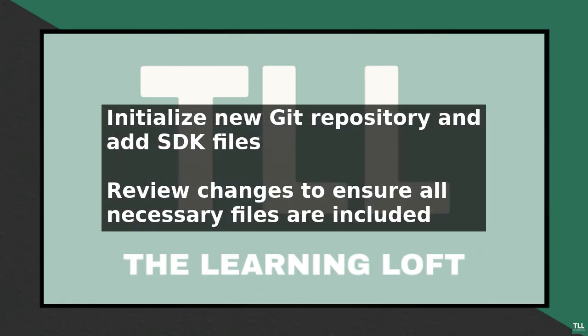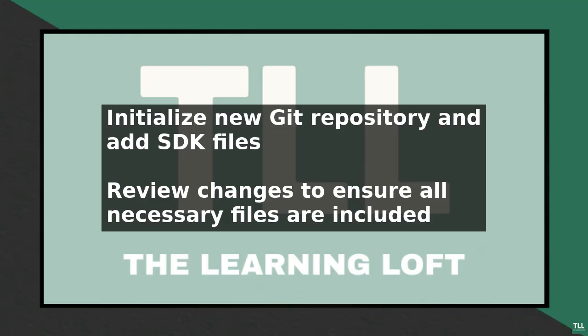The next step is to commit the changes, creating a permanent record of the build.com API SDK version. Use a clear and descriptive commit message to document the changes and provide context for future reference. This message should include information about the version, changes, and any relevant details.